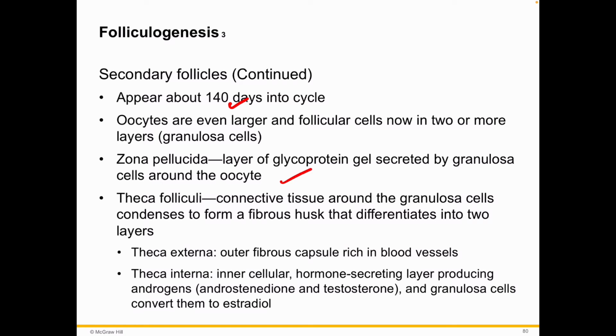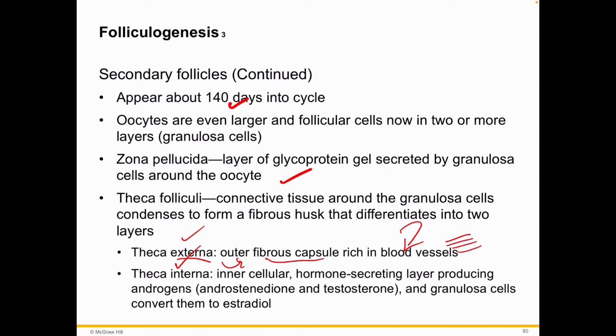Now the theca externa. The external part is on the outer side. It's a fibrous capsule and protective, and it's where most of the blood vessels intersect and go in to help support the developing follicle and egg cell.